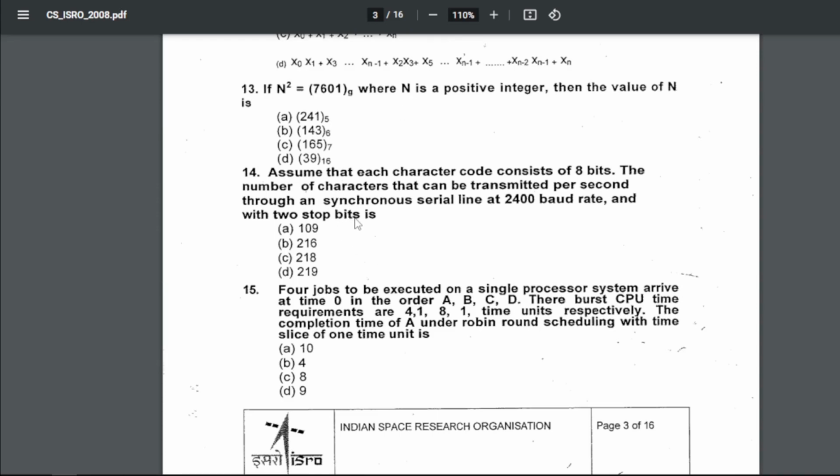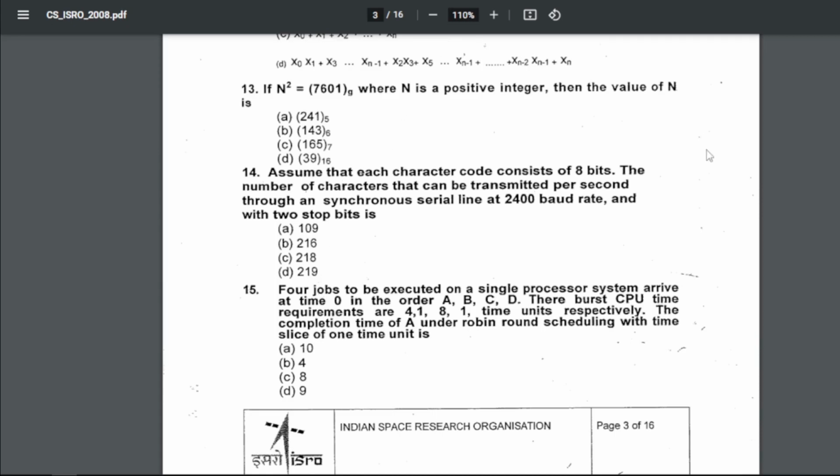Next question is, assume that each character code consists of 8 bits. The number of characters that can be transmitted per second through an asynchronous serial line at 2400 baud rate and with 2 stop bits, right? So for this, our answer will be C, that is 218.